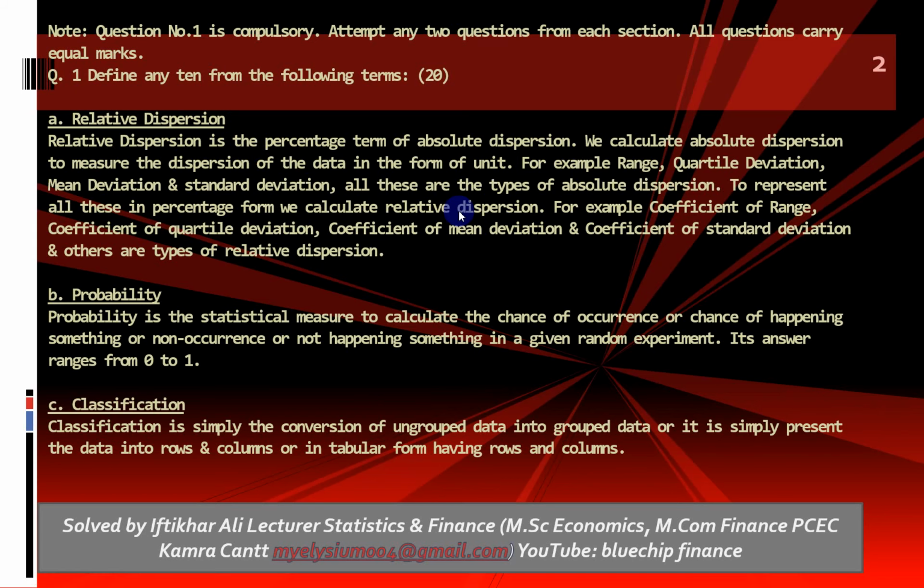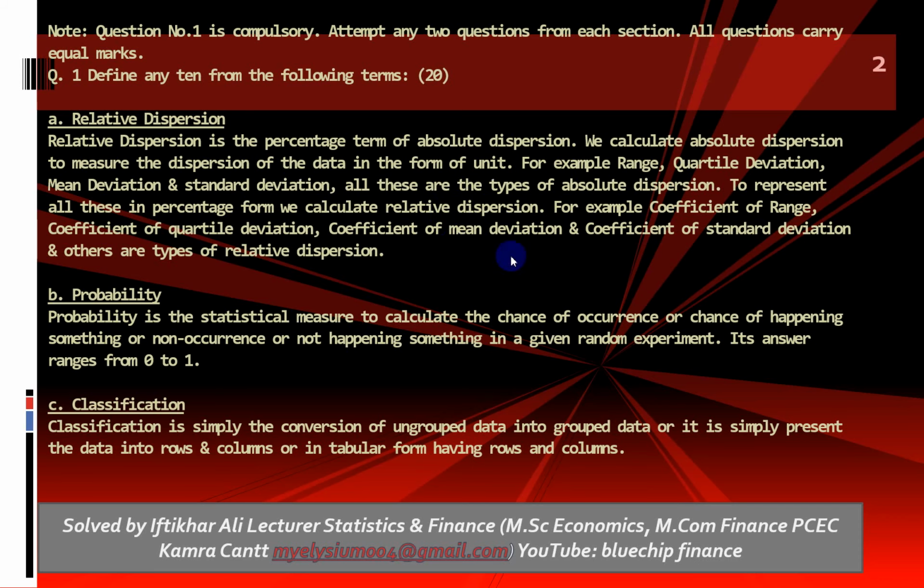For example, standard deviation is an absolute measure of dispersion, but coefficient of standard deviation will be a relative measure of dispersion. Similarly, variance is an absolute measure of dispersion, but coefficient of variation will be a relative measure of dispersion.